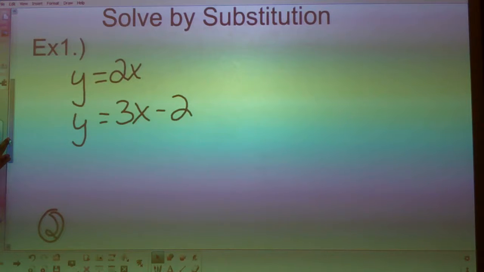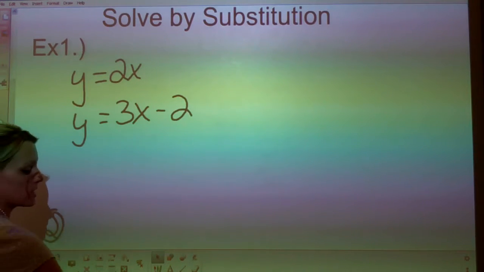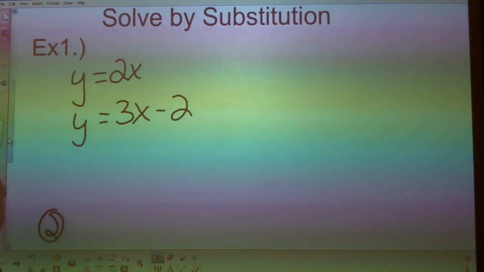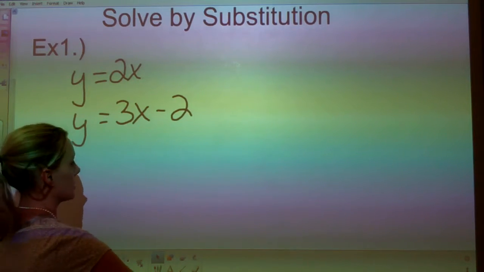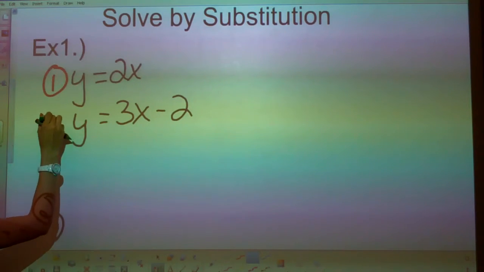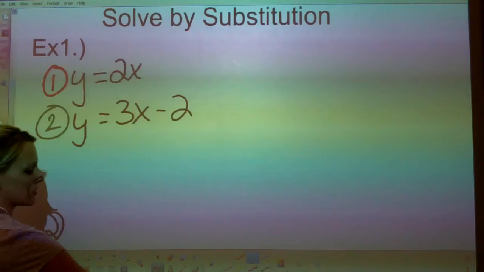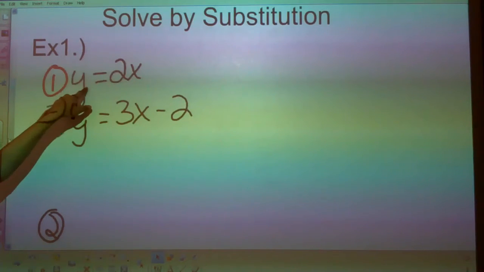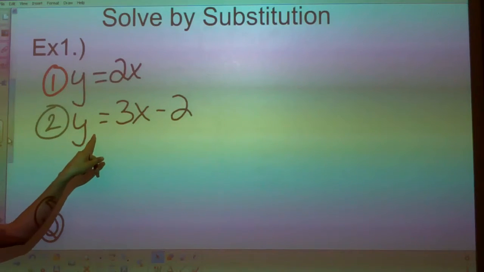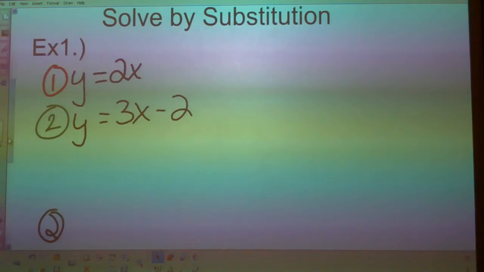So for example number 1, again you have two equations just like yesterday, but we are going to solve this system using the substitution method instead of the graphing method. So this is your equation 1, and here's your equation 2. Equation 1 says y equals 2x. Equation 2, y equals 3x minus 2. Y is 2x and y is 3x minus 2.